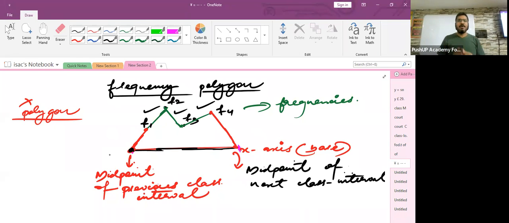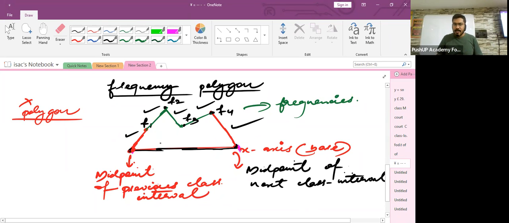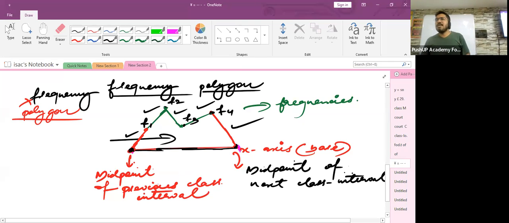Was I able to close the polygon? Sorry, close the rectilinear figure? I was able to close the rectilinear figure once I did F1 to this point, and then I did F4 to this point. Is it looking like a closed polygon, children, or a closed geometrical shape? Yes. So now this has got converted into a frequency polygon.